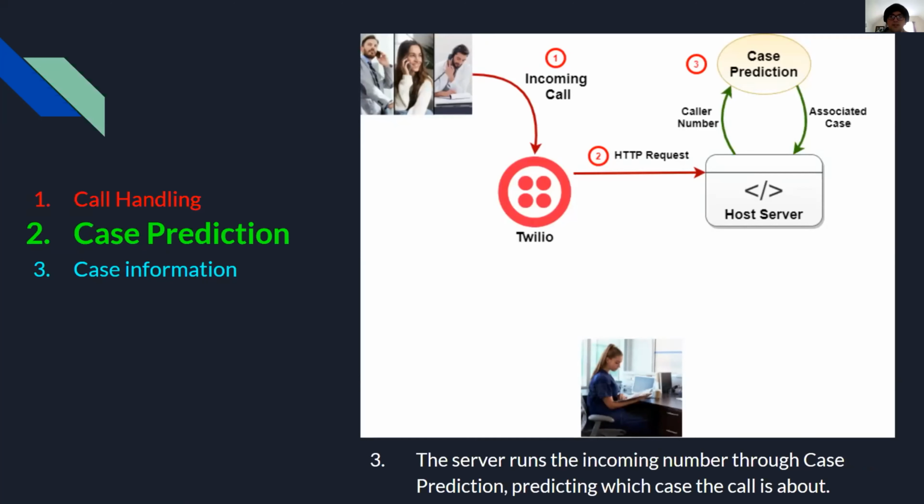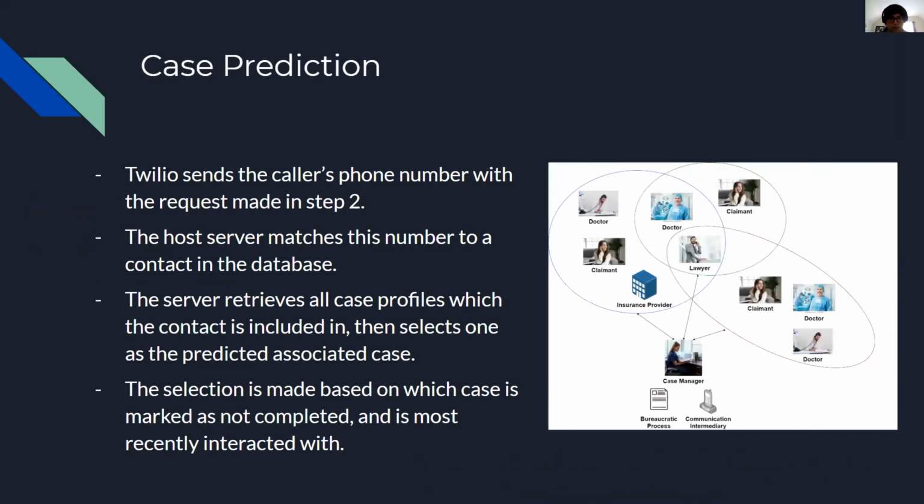Next, the host server runs the case prediction algorithm, taking the caller number and deciding an associated case based off that. Now, as a quick aside, the case prediction algorithm functions by first pulling the phone number of the caller from the request Twilio made in step 2. The server then matches this number to a contact in the contact book stored in the server database, and then retrieves all case profiles in which that contact is involved in, and then selects one to be the most likely associated case based on which one is marked as open and most recently interacted with.